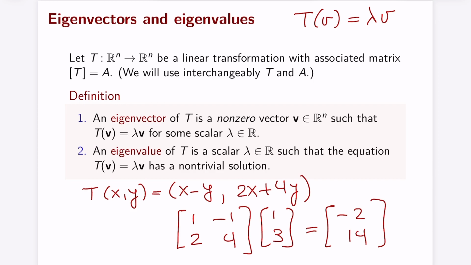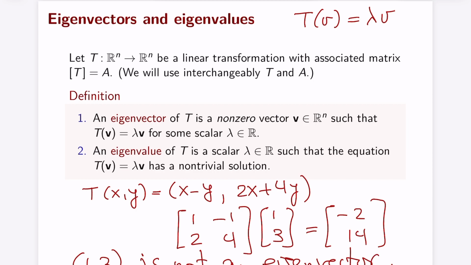This can be seen clearly, right? Because in order for this to be a multiple, it should be multiplied by minus 2. And definitely 3 times minus 2 is not 14. So this one is not a multiple. So we can say that the vector 1, 3 actually is not an eigenvector.